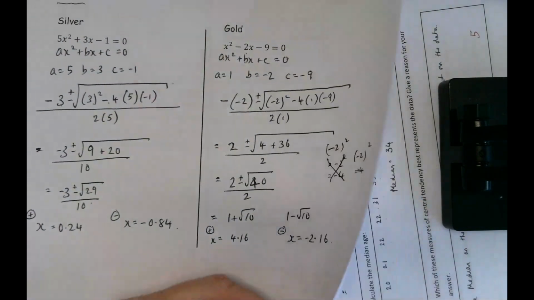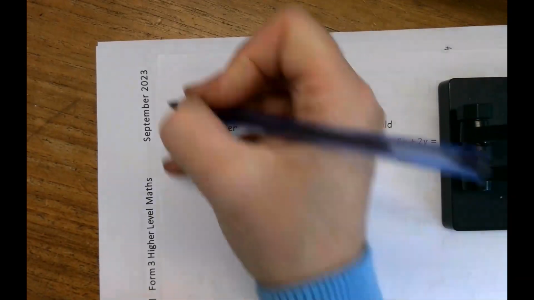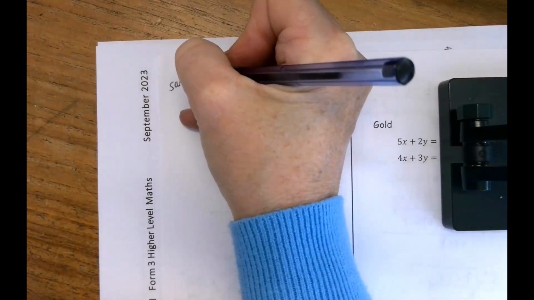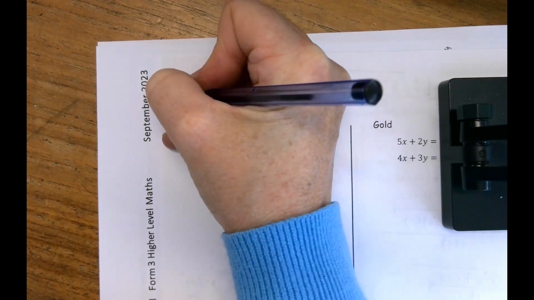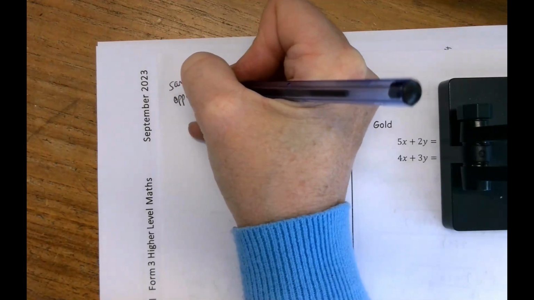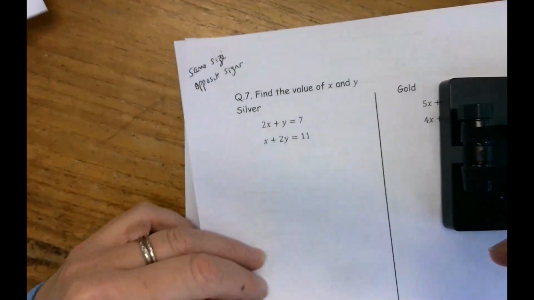Okay? And then finally, simultaneous equations, same size, opposite signs. That's how I do it. You can subtract, but I tend to get same size, opposite signs, and then add. Okay?